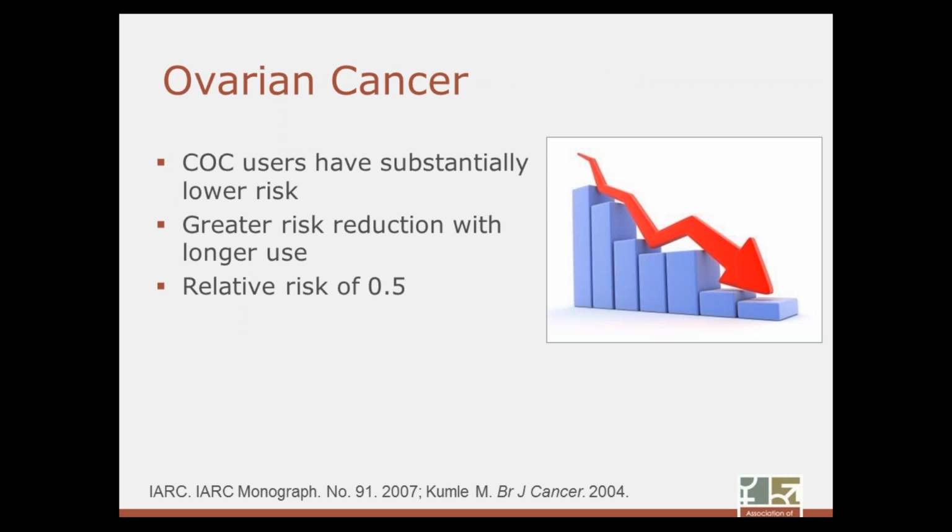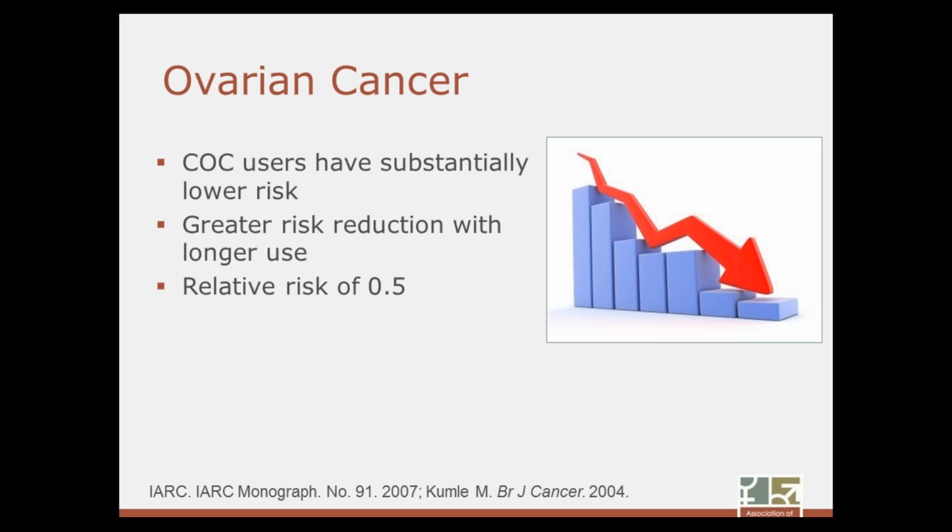So that's endometrial cancer. What about other types of cancers? What about ovarian cancer? So studies have demonstrated that oral contraceptive users have a substantially reduced incidence of ovarian cancer. An increased duration of use is associated with greater risk reduction. So again, it's dose dependent. And similar to endometrial cancer, the risk of ovarian cancer is reduced by about 50% with combined oral contraceptive use, meaning that combined oral contraceptive users have a risk of ovarian cancer that's about 50% less than that of non-users.